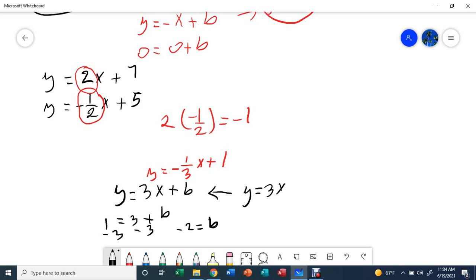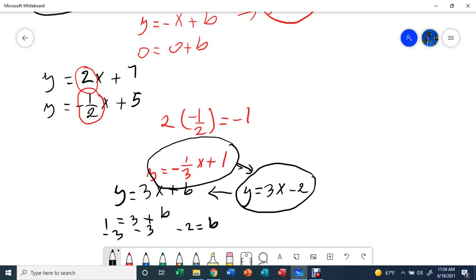So now this equation is y equals 3x minus 2. So this line and this line are perpendicular to each other, because the product of their slopes is -1. So -1/3 times 3, you get -1. So they are perpendicular to each other.